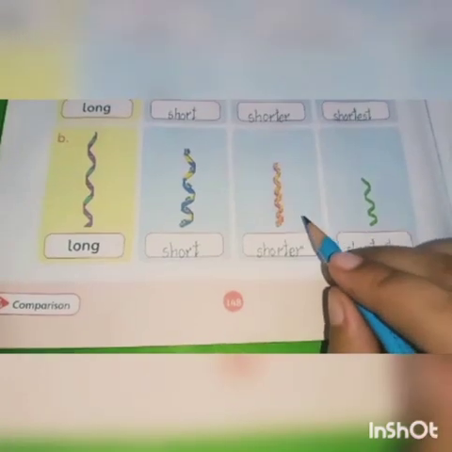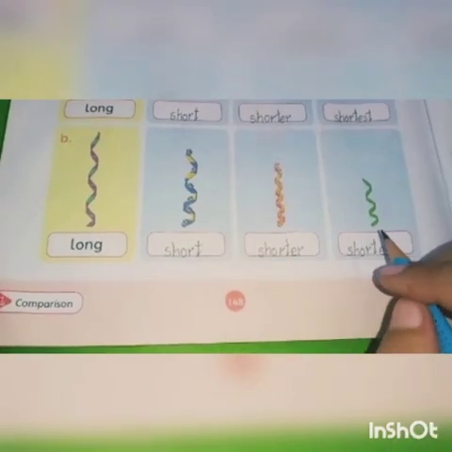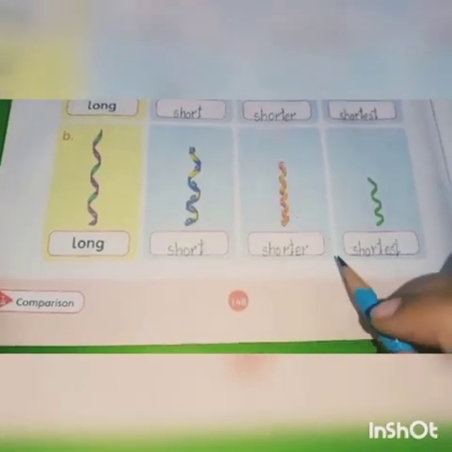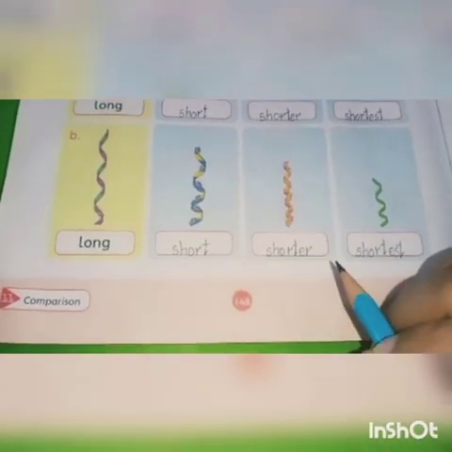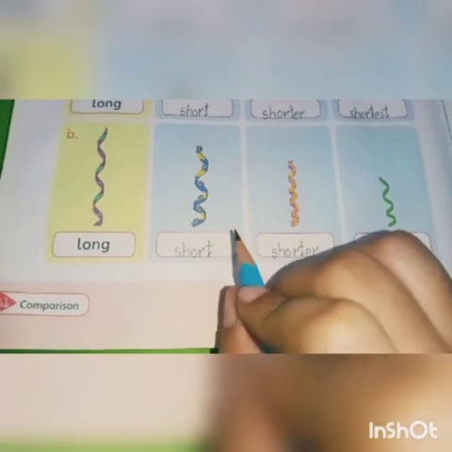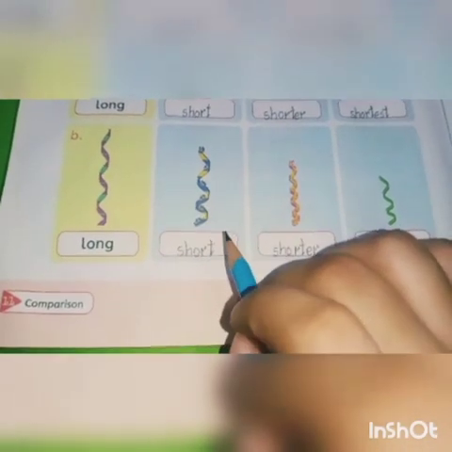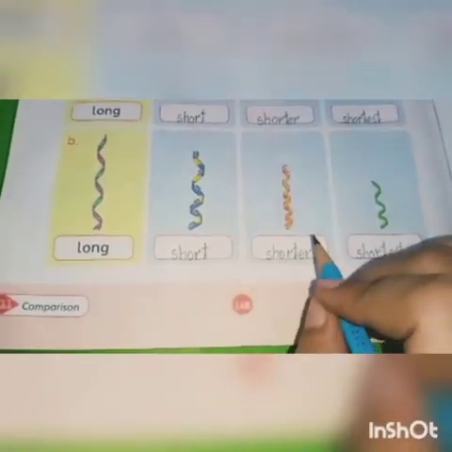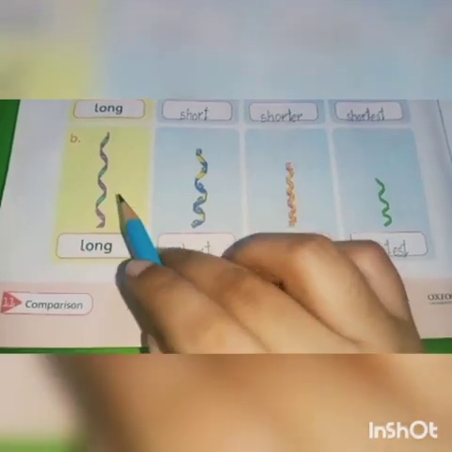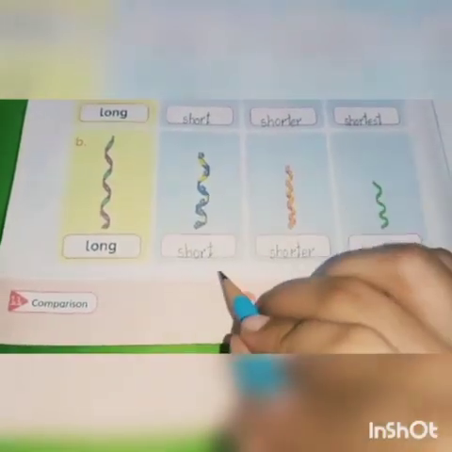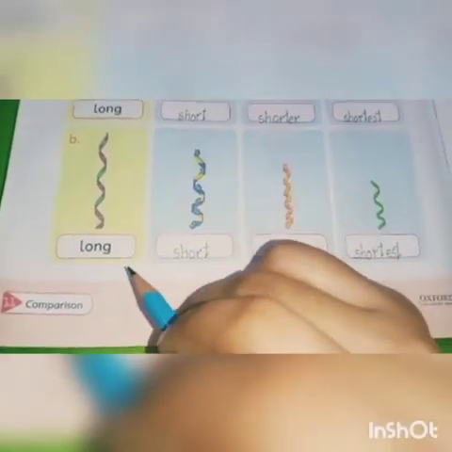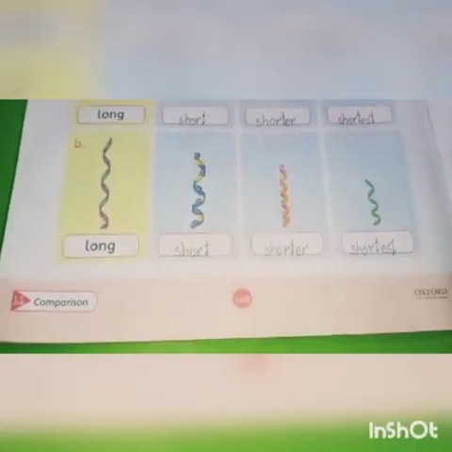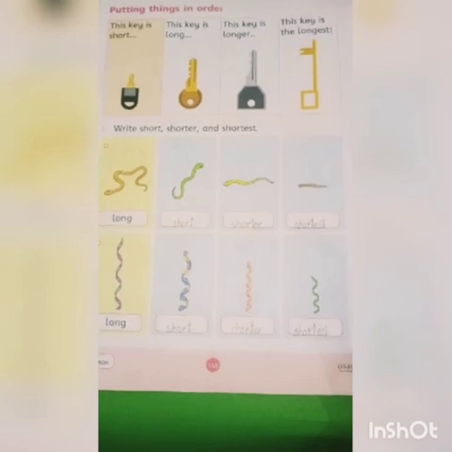Then this ribbon is longer than this one and shorter than these two. So we write over here shorter. Then here we have the third picture, and this ribbon is longer than these two ribbons and shorter than this one. So we write over here short, and this one is long, as we can see in the box. Students, we complete our today's work.